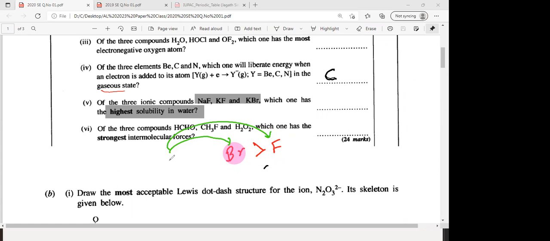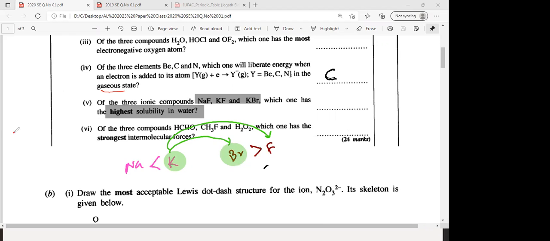Size: potassium is greater than sodium. When potassium is combined with Br or F, potassium is larger and Br is larger than F. So then you can go for K and Br, then you get KBr. It's easy to dissolve, because the bond length, the bond distance, is greater.